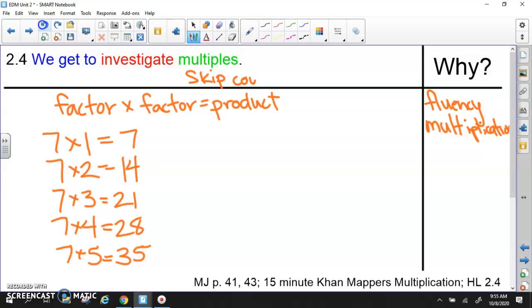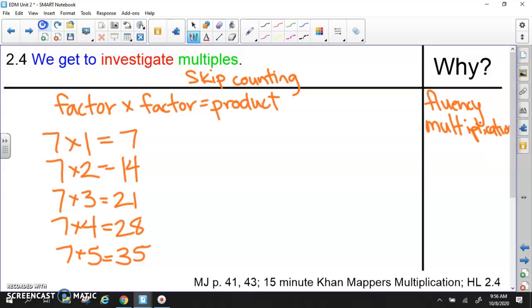skip counting, okay? So in some cases, you'll be asked to find the first 5 multiples of 10. Let's just do number 1 together. We can count it out. What's the first multiple of 10? What's the second? What's the third? What's the fourth? What's the fifth? Exactly. So basically, it's skip counting.